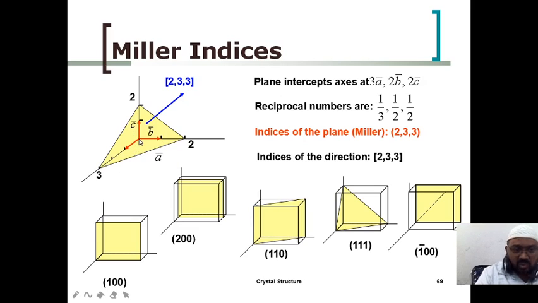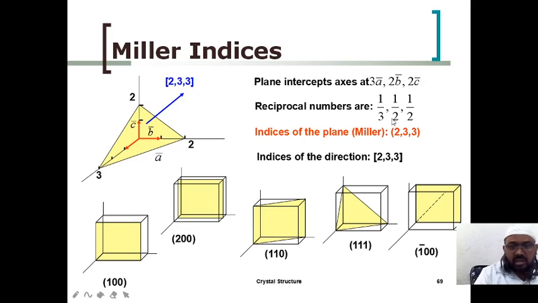So here, from origin to here, we have marks. This particular thing is nothing but 1 unit, 2 units, 3 units. Therefore, we have written the lengths: 3A bar, 2B, 2C. So 3A bar, 2B, 2C. And you just take the reciprocal of it: 1 by 3, 1 by 2, and 1 by 2.